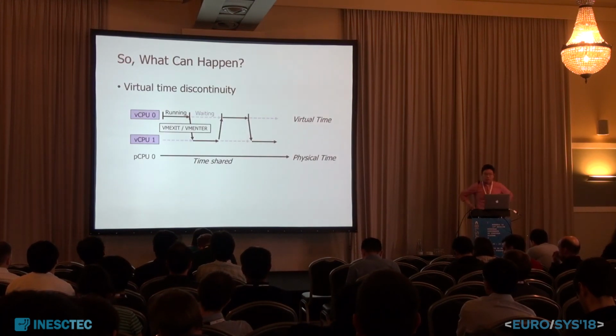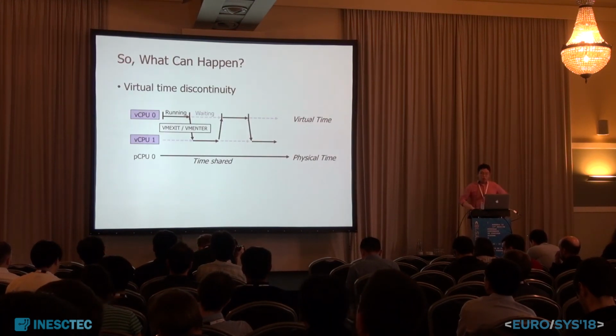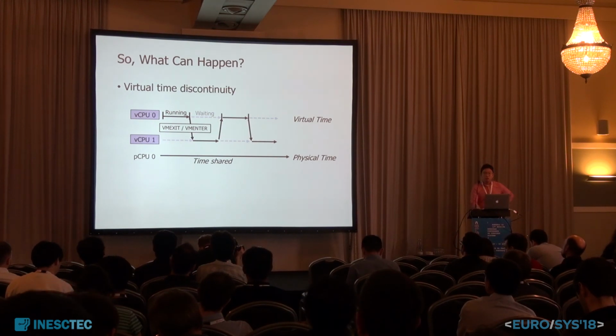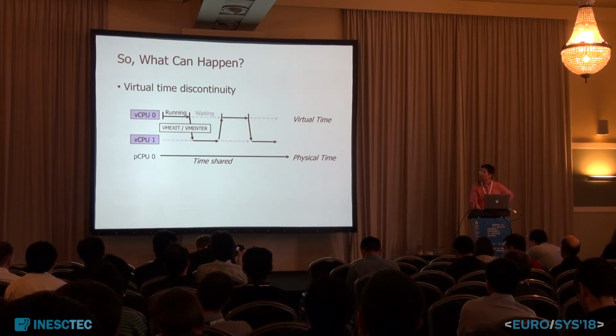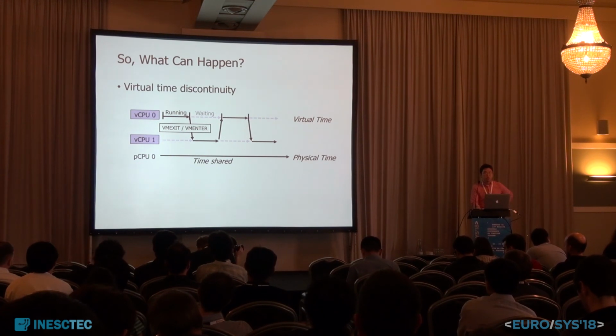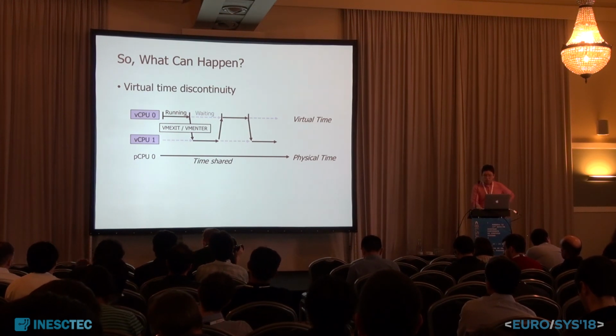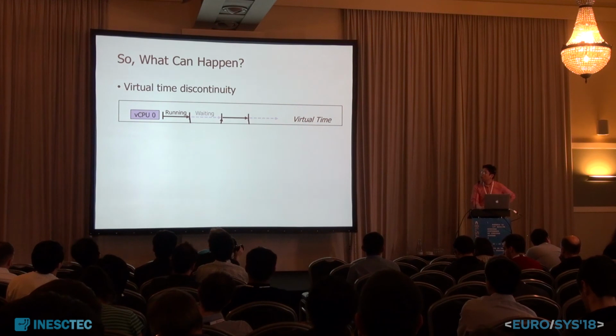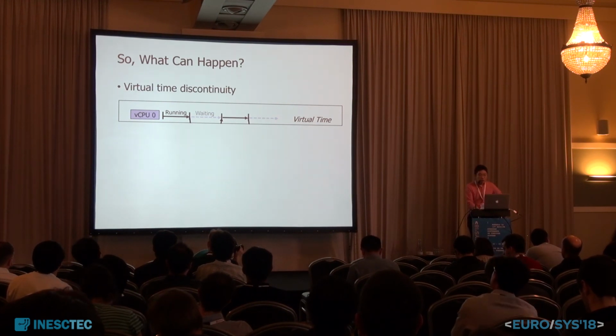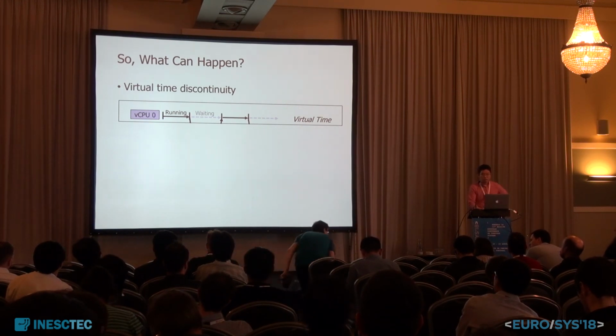Let me go through what things can happen by sharing CPUs. Basically, to virtualize the limited number of physical CPUs, time sharing technique has been essential. So you notice that virtual CPUs are not always executing on physical CPUs. Each virtual CPU is periodically scheduled in and out by the underlying hypervisor. We call this virtual time discontinuity. Although time sharing can provide the concurrent execution of virtual machines, their executions are not physically continuous.